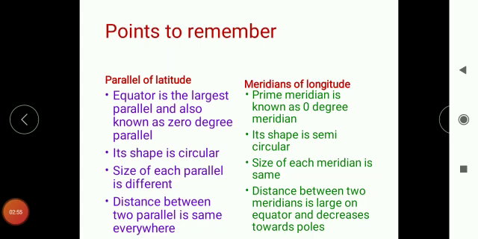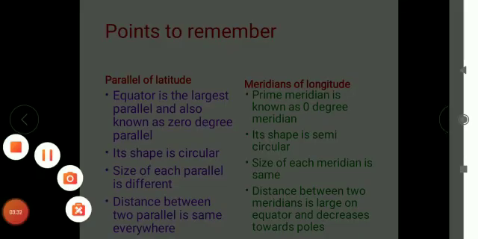Now let's just quickly revise what we have studied in today's lesson. So points to remember here are: equator is the largest parallel and also known as 0 degree parallel. Prime meridian is known as 0 degree meridian. Shape of each parallel is circular, whereas shape of each meridian is semicircular. Size of each parallel is different, whereas size of each meridian is same. Distance between two parallels is same everywhere, whereas distance between two meridians is large on equator and decreases as we go towards the poles.